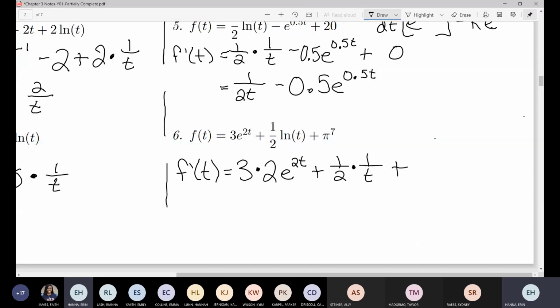Plus the derivative of pi to the 7th, which is a number. There's no variable in that, so it's a constant and its derivative is 0. So I would write this as 6 e to the 2t plus 1 over 2t. But as long as it's mathematically equivalent, I don't care.